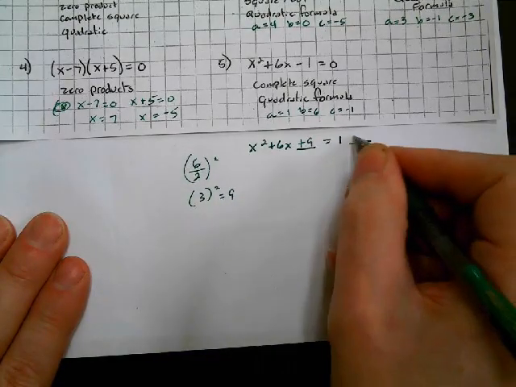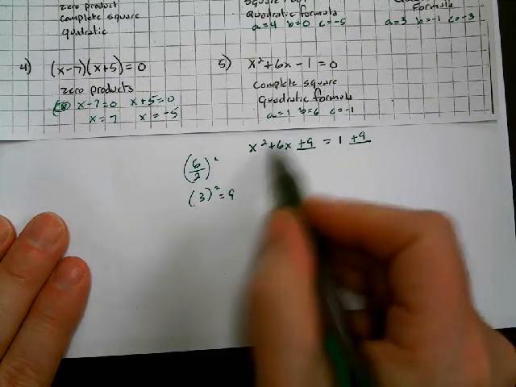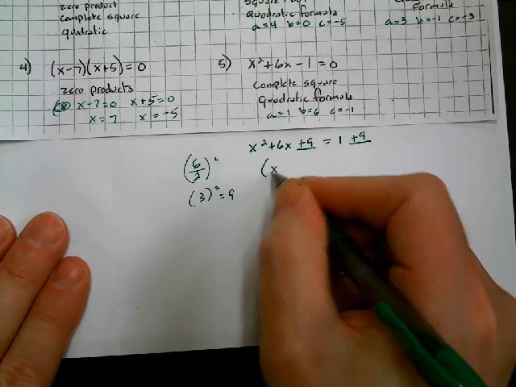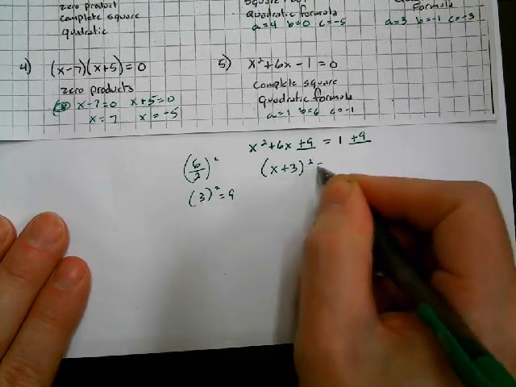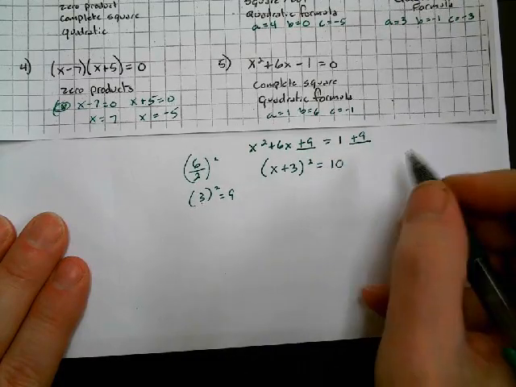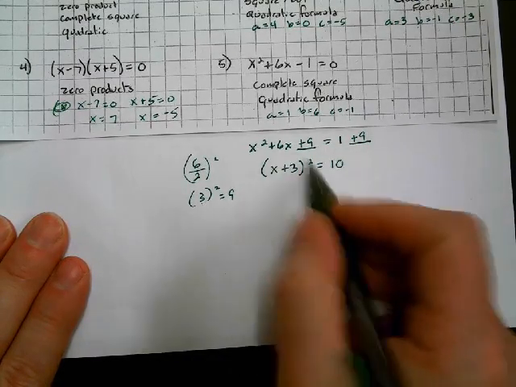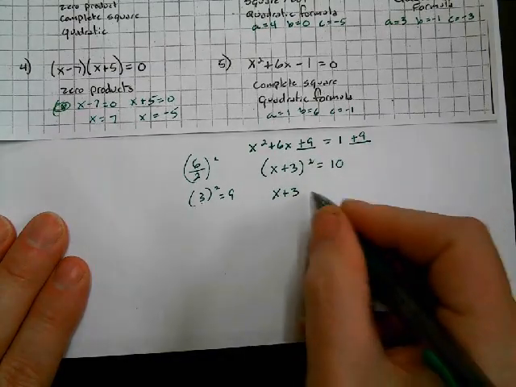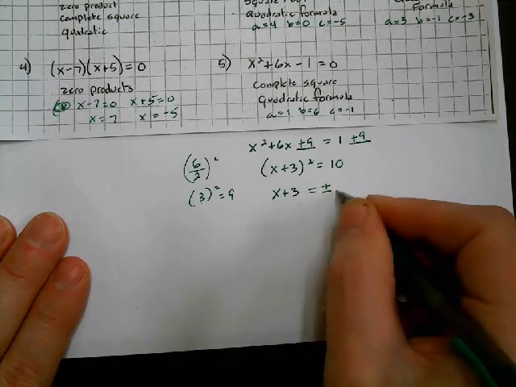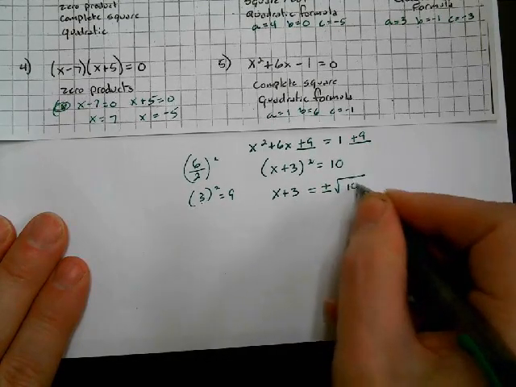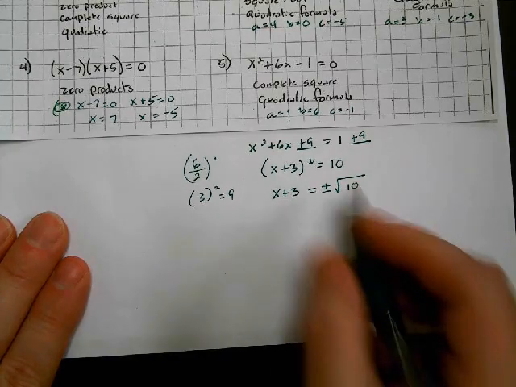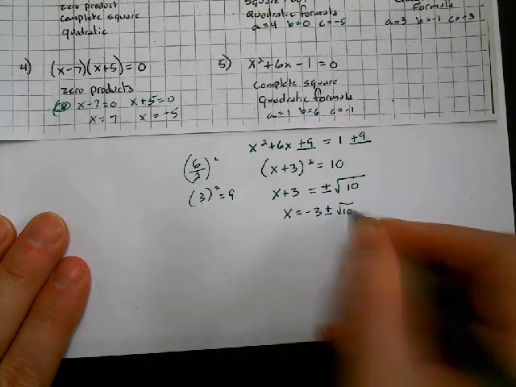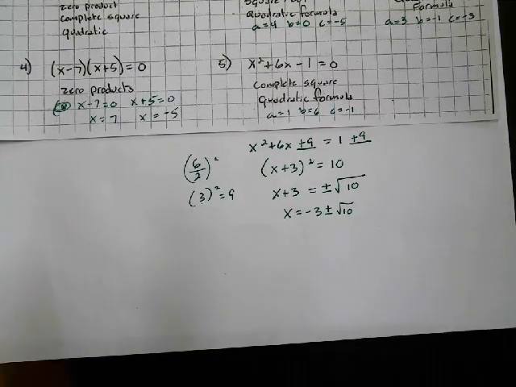This is a perfect square. We just squared 3, so this is x plus 3 squared. And then 1 plus 9 is 10. And now we can take the square root from both sides. The square root of this side would just be x plus 3, because square roots cancel squares. Since we took the square root, we have to do plus or minus, and then root 10. Last step, subtract 3 from both sides. And there we go.